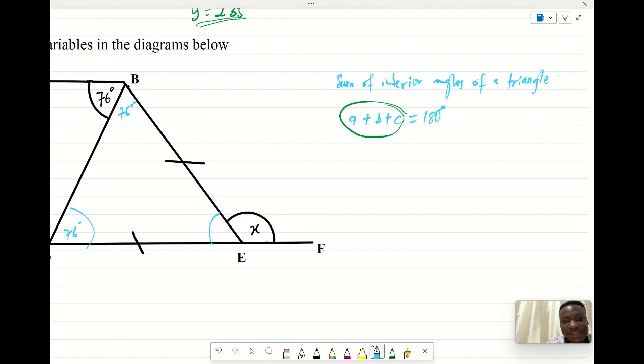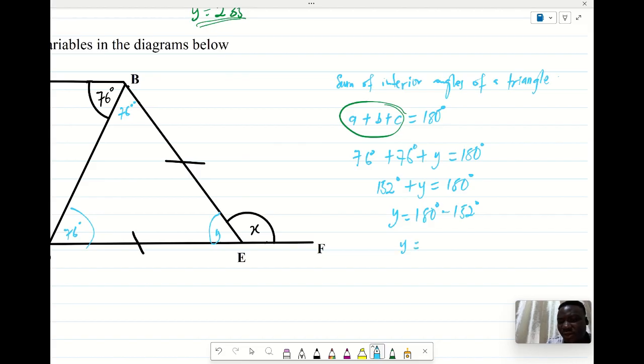So in this sense, if we label this angle Y, it means that 76 degrees plus the second 76 degrees, which is these two, plus the angle Y, is going to give us 180 degrees. 76 plus 76 degrees is 152 degrees, plus Y is equal to 180 degrees. Let's group like terms: Y is equal to 180 degrees minus 152 degrees. Therefore, Y is going to be equal to 28 degrees.